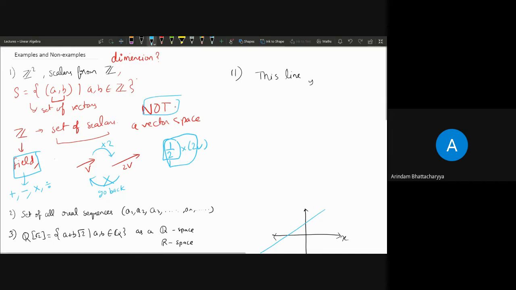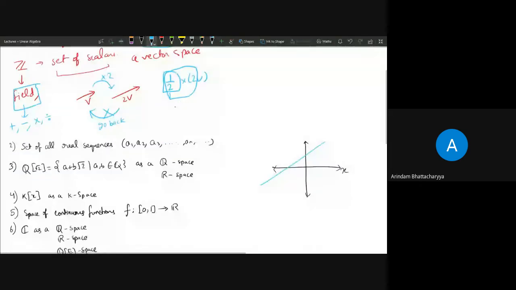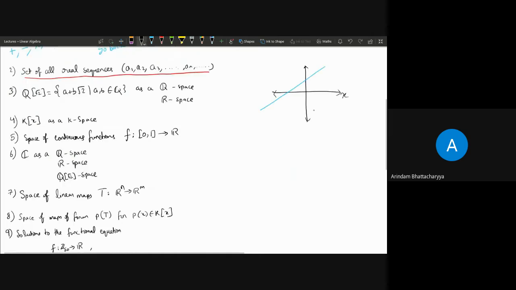For the second one, let's say the set of all real sequences. Is this a vector space? Yes. And what is the underlying field? The reals. All right, let's go on to the next one.